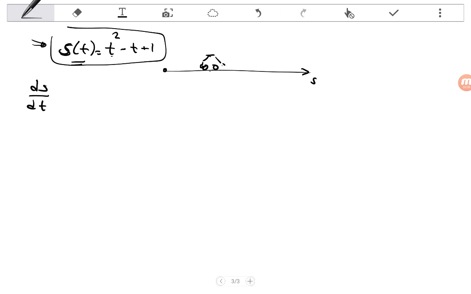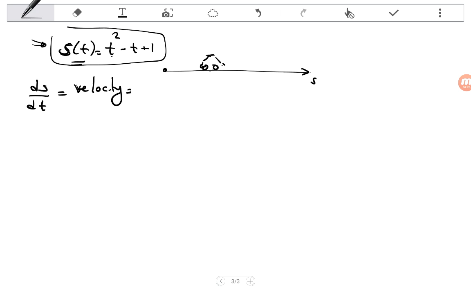Now I need to specify the change itself. What is ds by dt? What does it represent physically? What is the rate of change of the position with respect to time? It is the velocity. When I say velocity, it is more accurate. Speed is something somehow different.